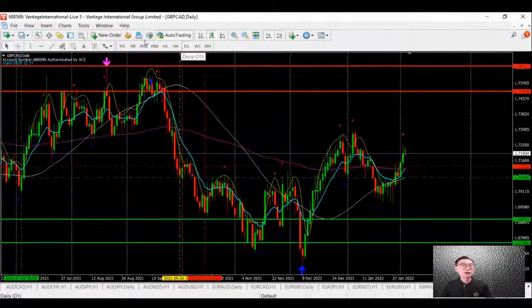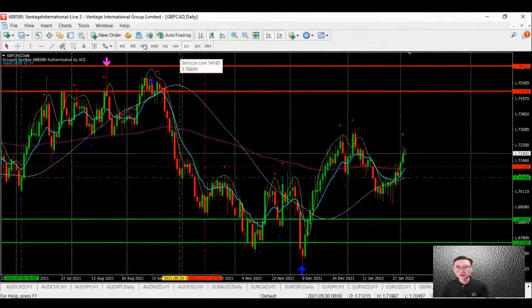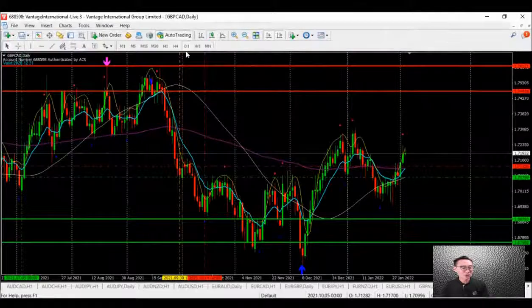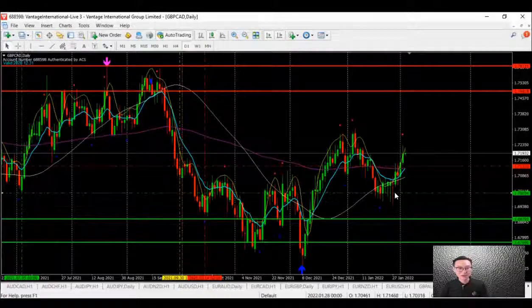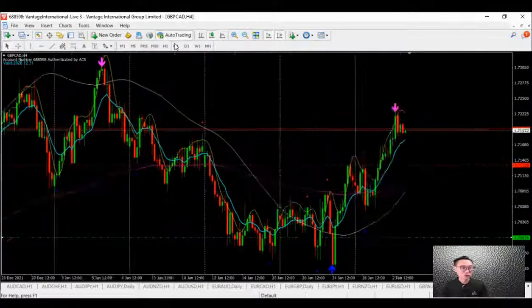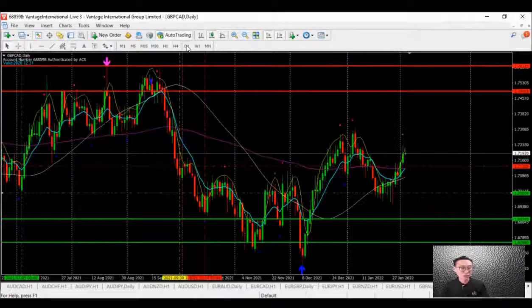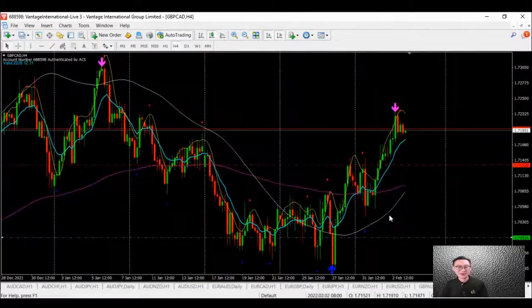All right, so pound CAD. How about pound CAD over here? We are into the bull, after the retest, and now creating a higher low, a higher support over here, in this area. So we are moving into the bull very soon. This bull is kind of strong.